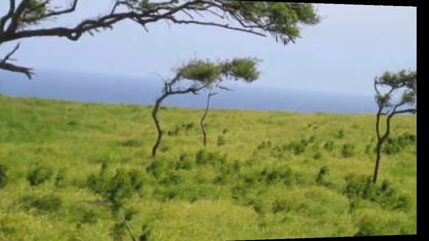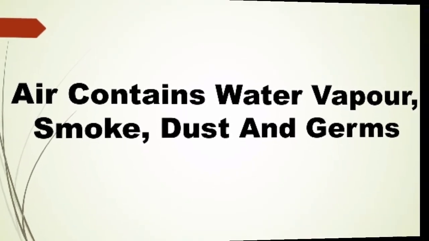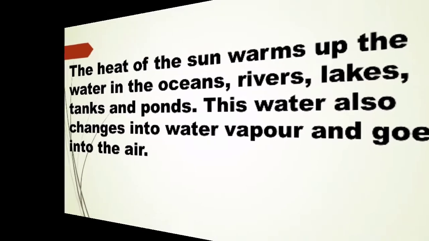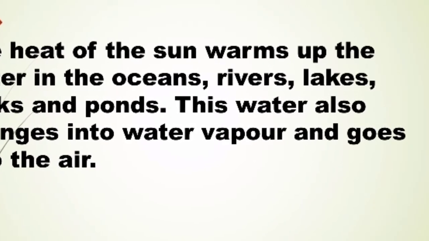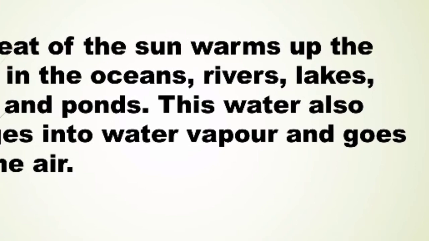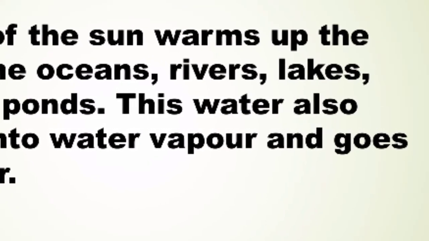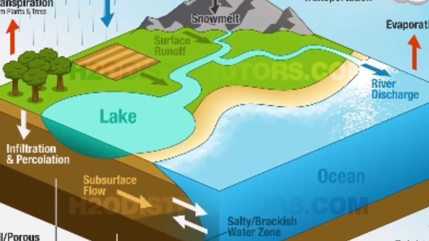Air contains water vapor, smoke, dust, and germs. Water vapor. The heat of the sun warms up the water in the ocean, rivers, lakes, and ponds. This water also changes into water vapor and goes into the air. Thus, air contains water vapor. Water vapor is essential for rains.